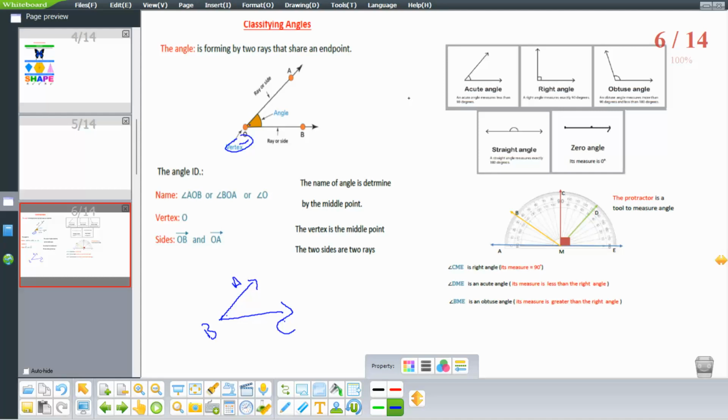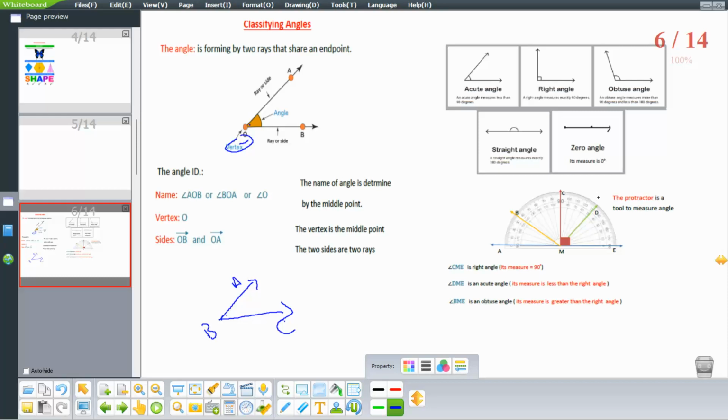This is the type of angle, classified by the measure of the angle. First we start with the zero angle. From its name, it has a measure equal to 0 degrees. We can use the protractor to find the measure of the angle. You know the protractor? Here we have the zero angle.